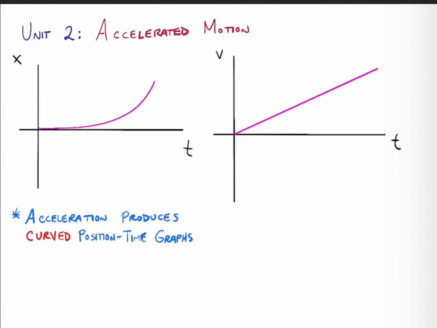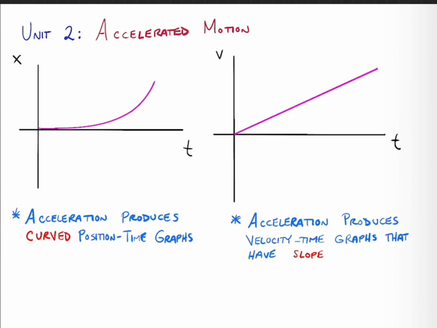Now that curve can be all sorts of different ways. It can curve up, it can curve down, but just understand the moment you see a curved line on a position time graph, that immediately tells you that that is an accelerating object. The other takeaway is that acceleration produces velocity time graphs that have slope. Before, we always had blocky velocity time graphs. So if you really think about it, there was no slope on the velocity time graphs we were looking at.